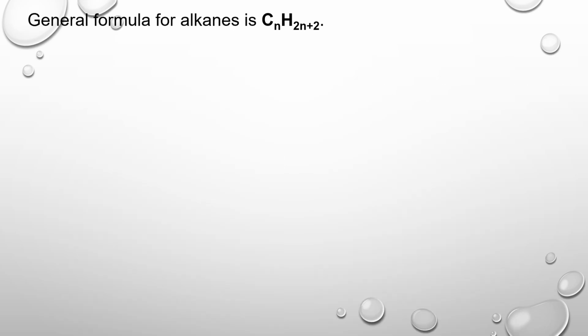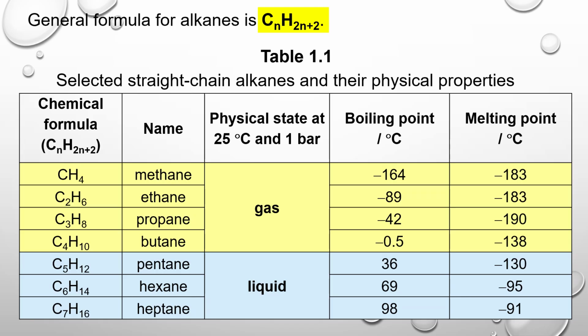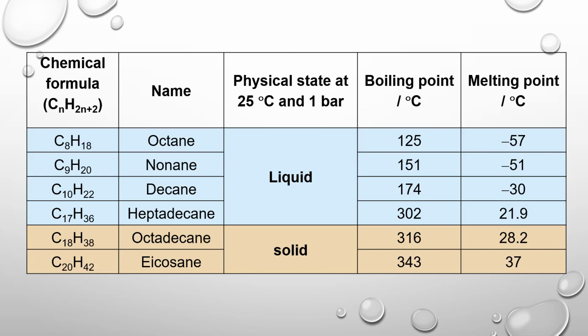The general formula of alkanes, I believe you have learned in your O levels, is CnH2n+2, whereby I have a series of different alkanes here to show you. You also notice that as my carbon atoms increase, the physical state at 25 degrees Celsius and 1 bar changes from a gas to a liquid to a solid. You can also see that if I have C18 or C20, it is a solid.